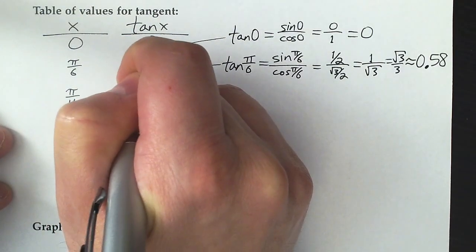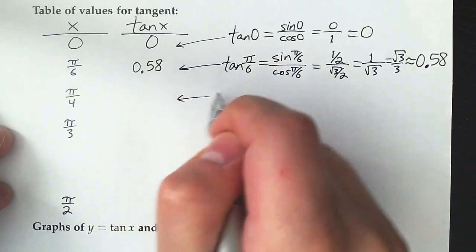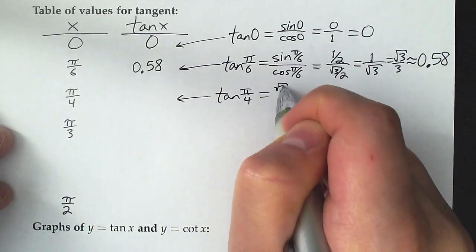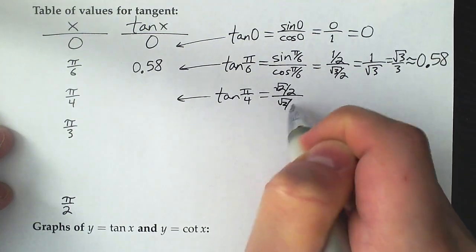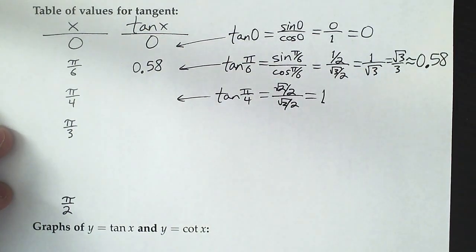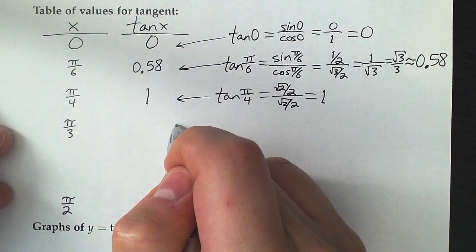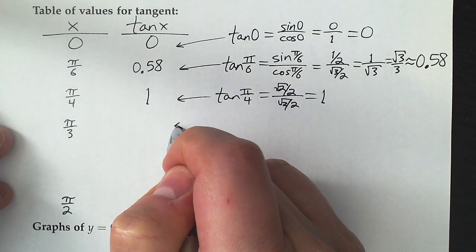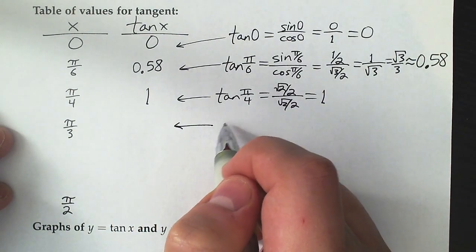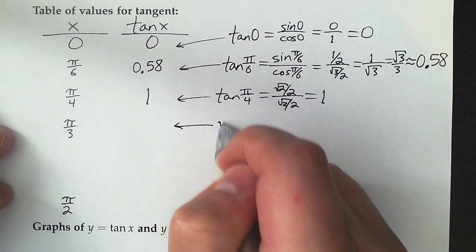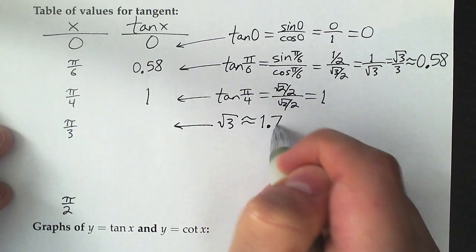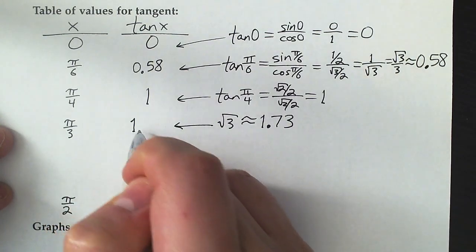Next up, tangent of pi over 4. This is square root of 2 over 2 over itself. A number over itself is 1. This one, I'll skip the scratch work just for the sake of time and say that if you did tangent of this, you're going to get the square root of 3. And the square root of 3, if you do that on a calculator, is roughly 1.73.